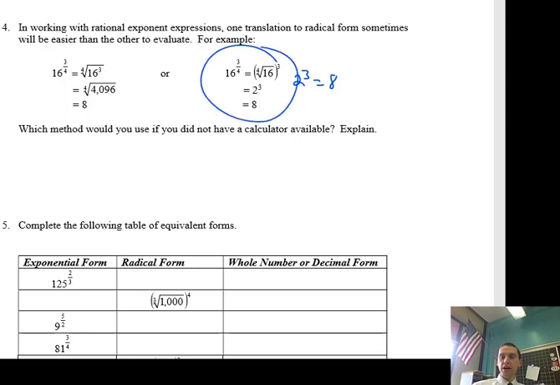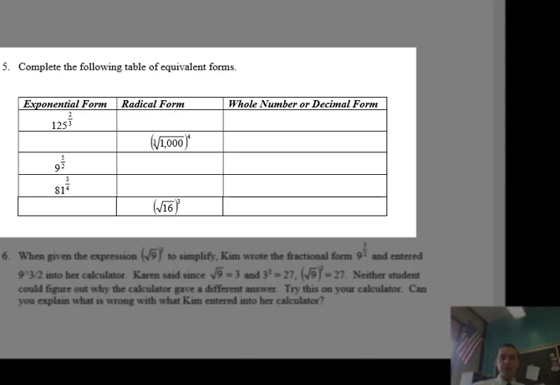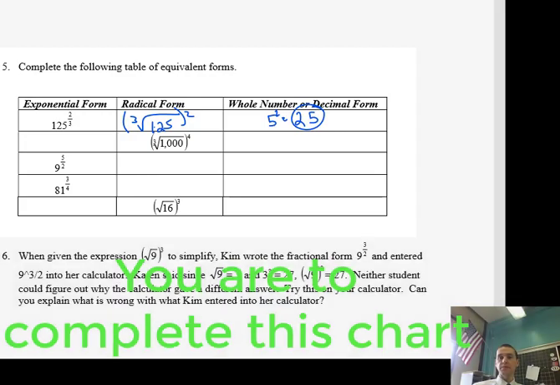What I would like you to do right now is pause the video and fill in this table for number 5. Let me do the first one. So radical form, I know that the denominator gives me the root. So it's the cube root of 125, all squared. Well, I know that the cube root of 125 is 5, and 5 squared gives us 25. So there are my two answers. Why don't you take a minute here, pause the video, and fill in the rest of the table.